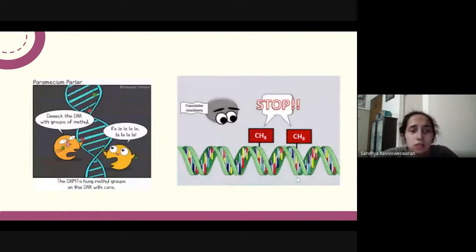These are really cute animations that tell you what exactly DNA methylation does. The methyl group on your DNA says stop to your transcription machinery, which now cannot bind to your DNA anymore. And these are DNMTs, which are DNA methyltransferases, that add methyl groups onto your DNA to prevent gene transcription.